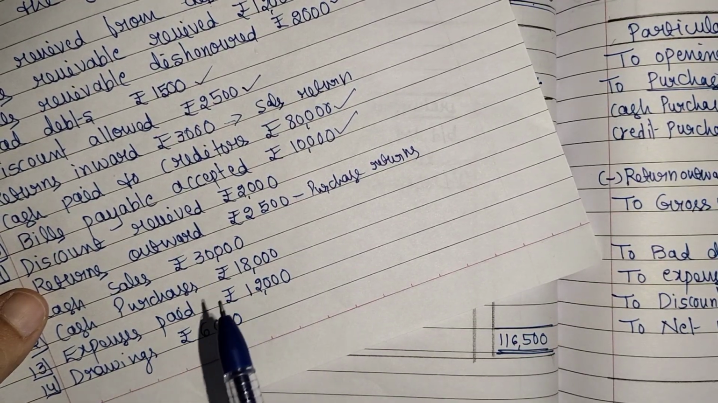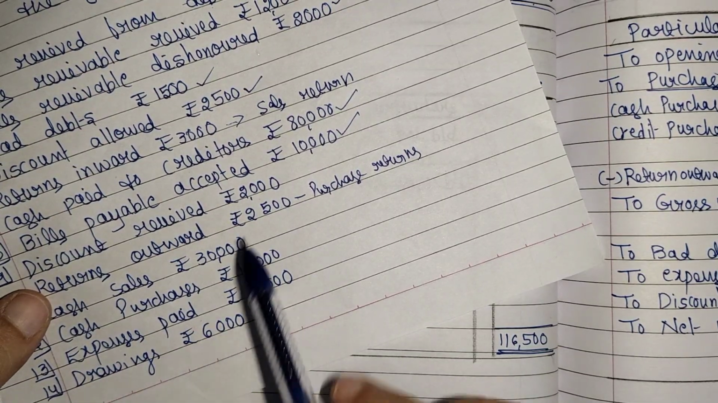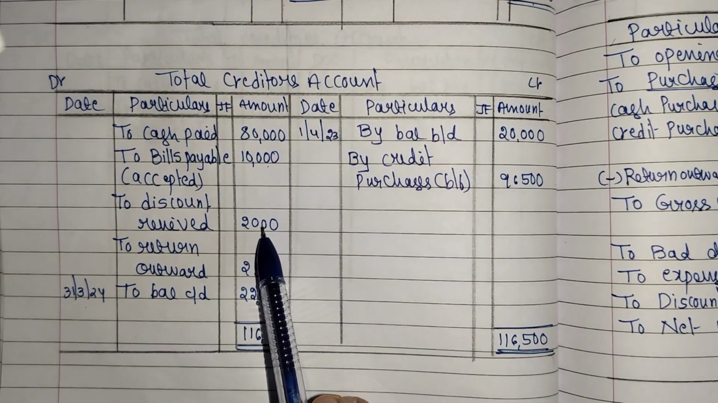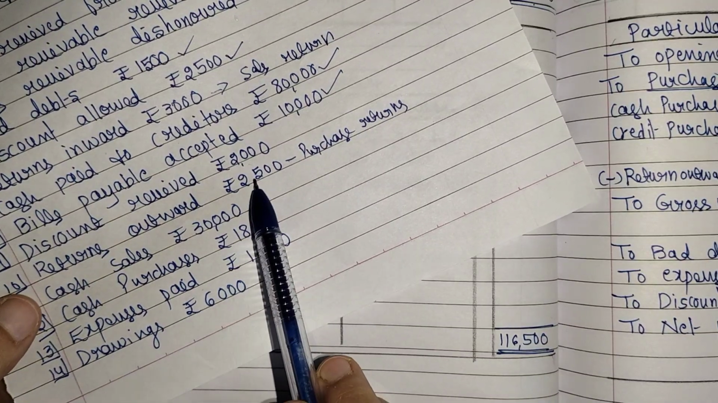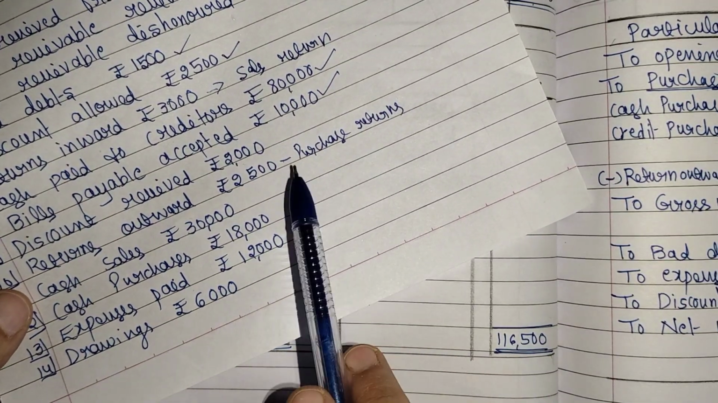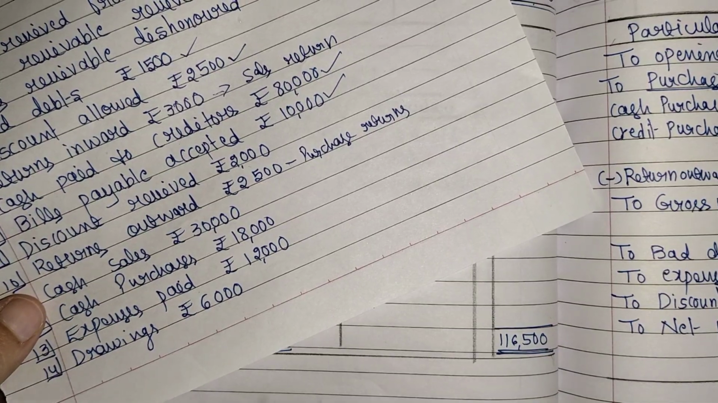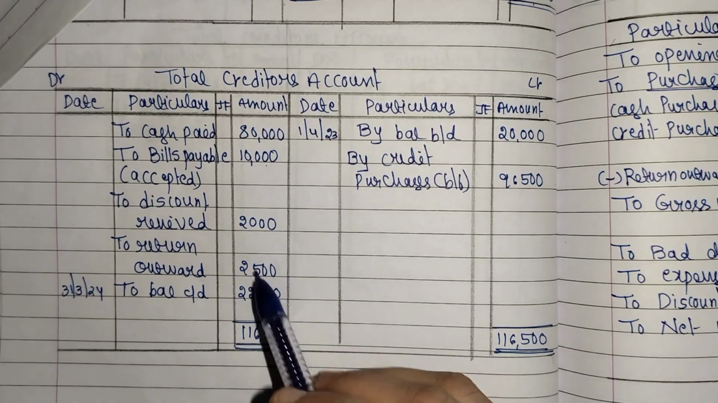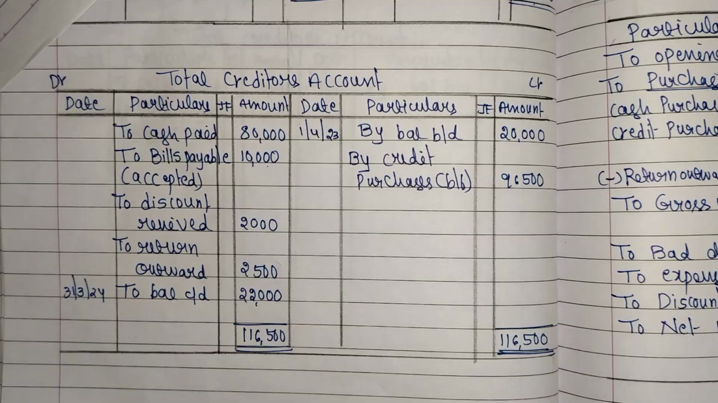Now discount received means discount given by whom? To the supplier, given the discount to the business, means liability amount reduces, right? That is rupees 2,000. See, discount received how much? Rupees 2,000. And return outwards, that is rupees 2,500. Purchase return means business returns the goods to the suppliers, that is rupees 2,500. Means this much of amount liability reduces, that is rupees 2,500.